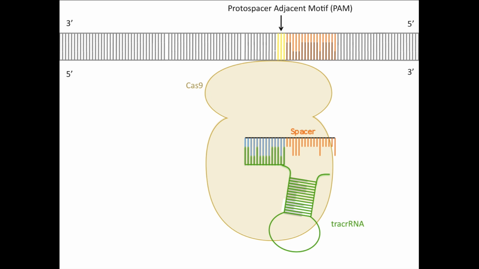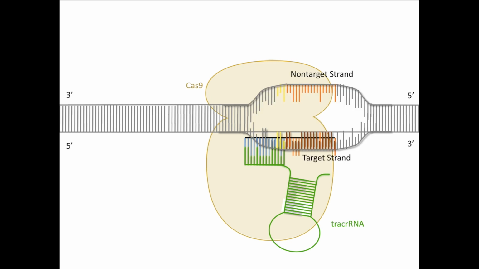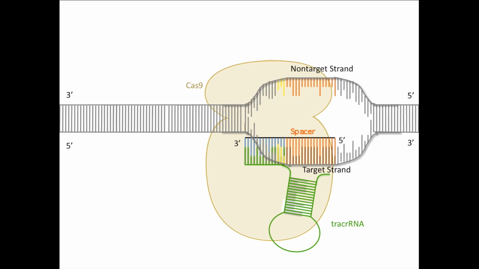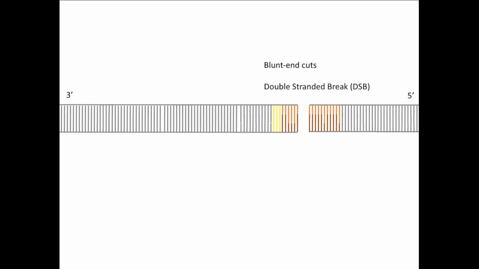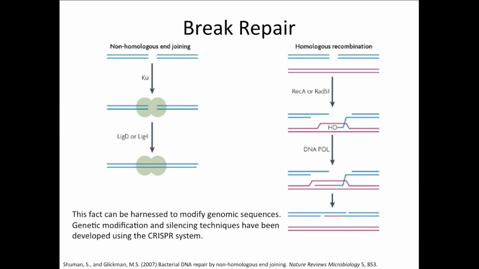The PAM is recognized by Cas9 and the CRISPR RNA spacer and the target strand bind. Once bound, Cas9 cleaves the target and non-target strand, giving a blunt end cut. The foreign DNA is eventually destroyed and viral infection is avoided. These double-stranded breaks can be repaired by non-homologous end joining or homologous recombination. This fact can be used to modify genomic sequences, and many genetic modification techniques have been developed using the CRISPR system.